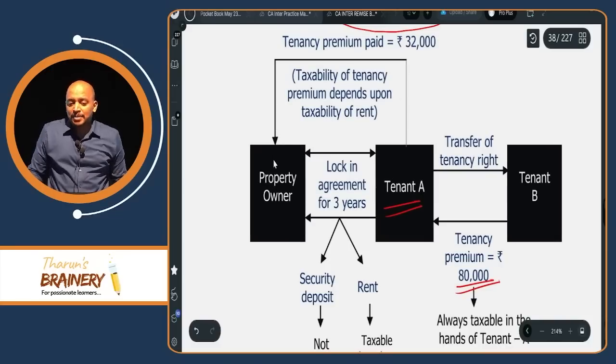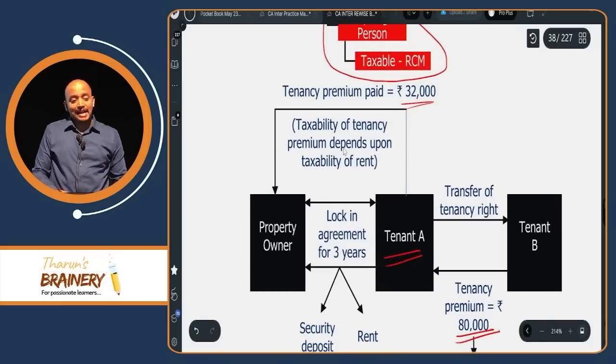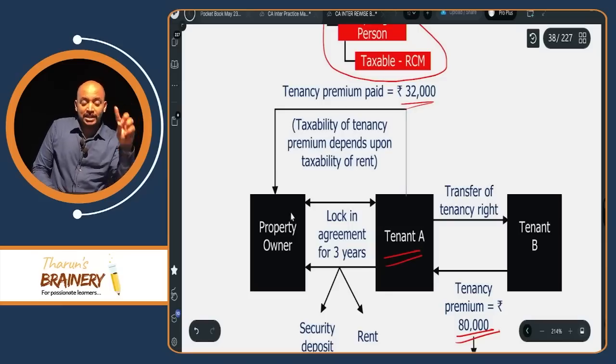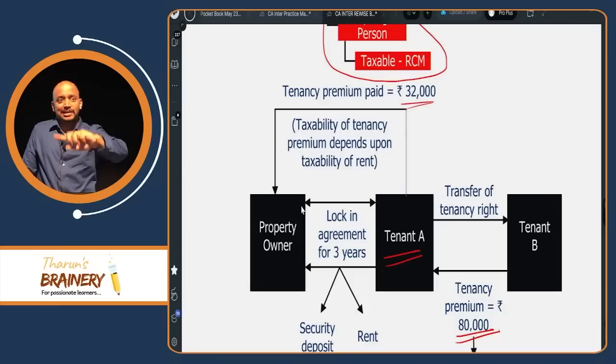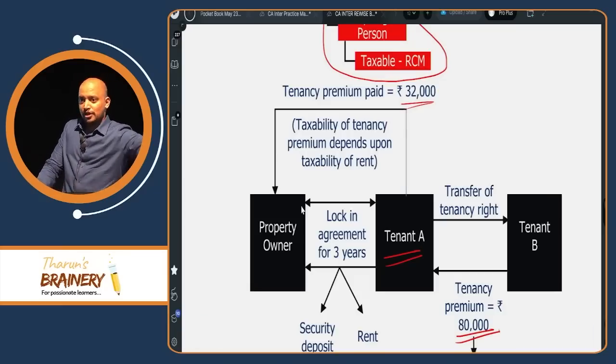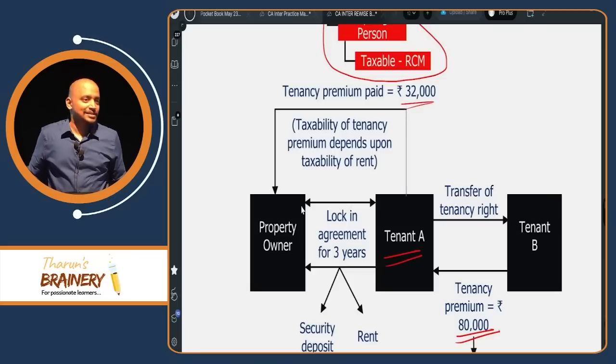That tenancy premium received by the property owner, say some 32,000 is received by the property owner, whether that 32,000 will be taxable in the hands of the property owner or not depends upon the rent. If rent of the property is taxable, the tenancy premium received by the property owner is also taxable. If the rent of the property is exempted, tenancy premium received by the property owner is also exempted.